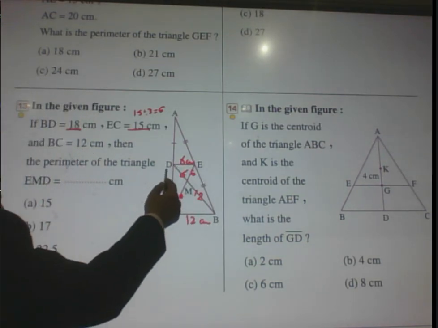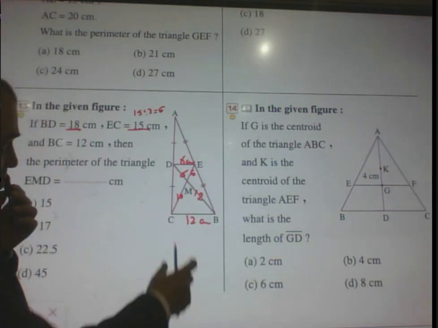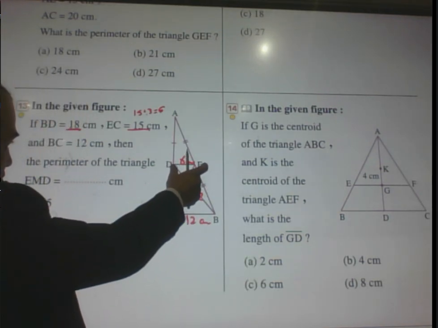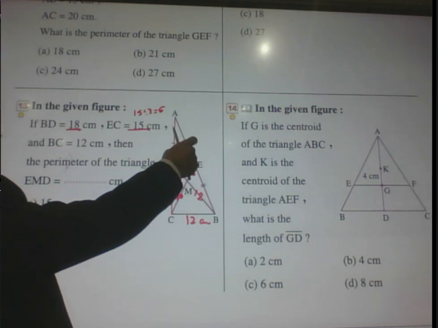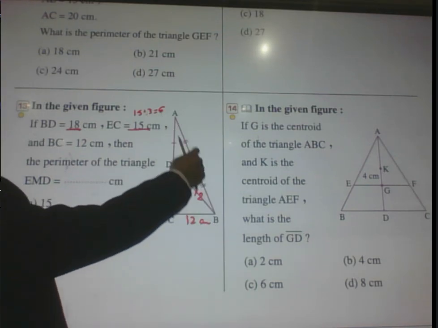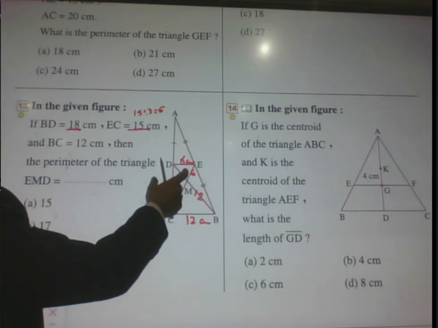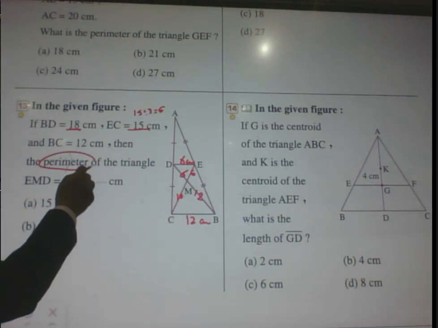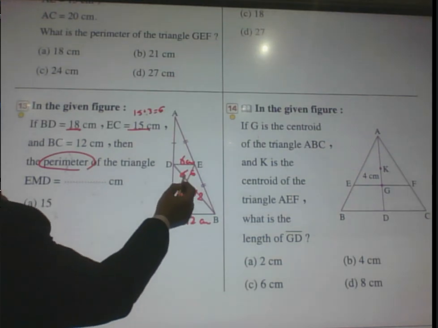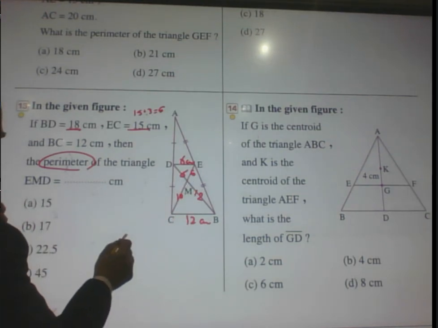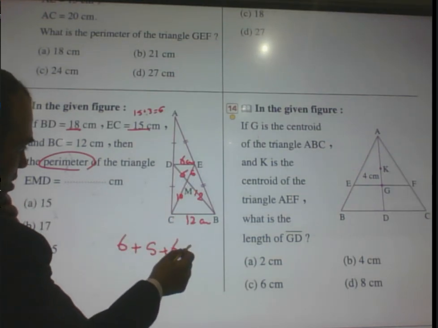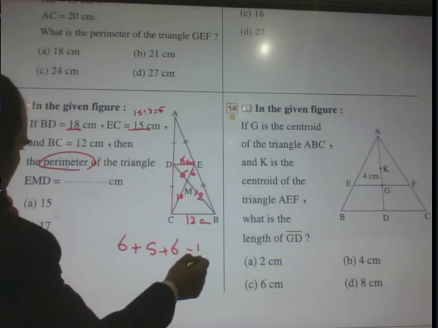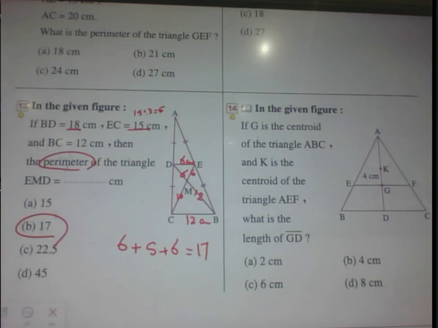Because ED, we call it the mid segment. We have DE as the mid segment. The mid segment is drawn between the midpoints of two sides. It will be parallel to the third side, and the length of this line segment is half of the third. It will be 6. So you want to find the perimeter of triangle EMD. We add 6 plus 5 plus 6. 6 plus 6 is 12, plus 5 is 17. The perimeter will be 17 centimeters.